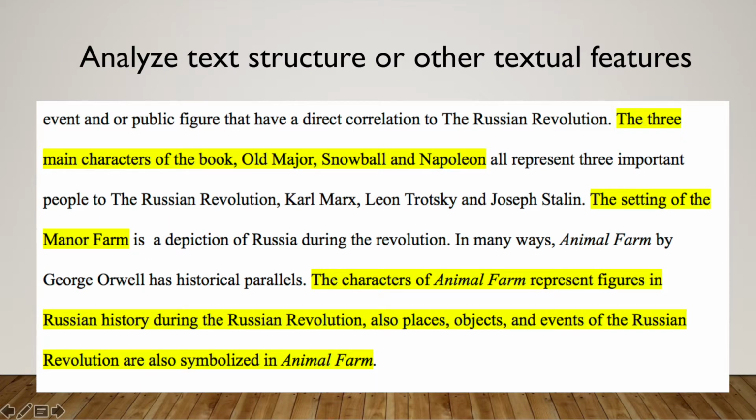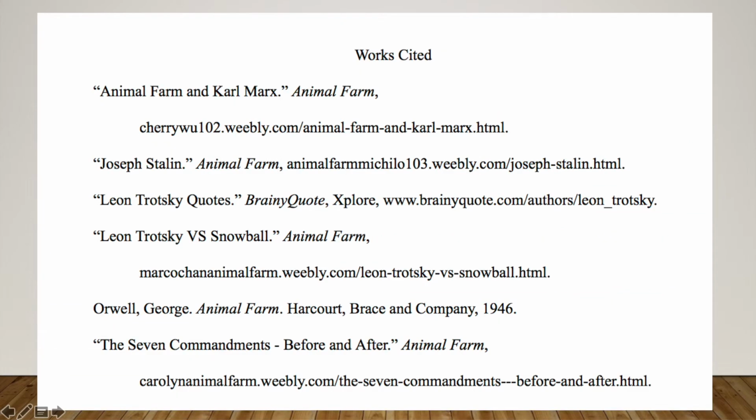And here I'm analyzing textual features like the main characters of the book, the setting of the book, and symbols in the book. And last but not least, here is the work cited from my Animal Farm essay.